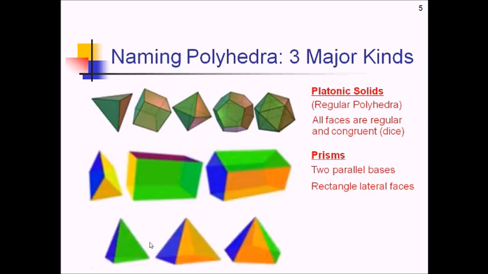And then that leaves us with our last polyhedra, the pyramids. These all have a single base and the triangular lateral faces you see here. So they all have these triangles meeting at a common vertex.